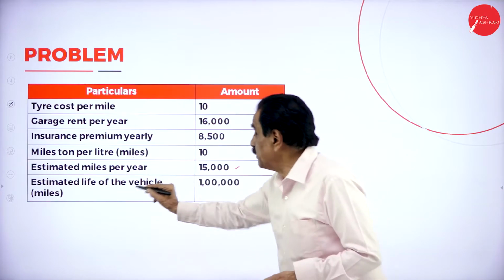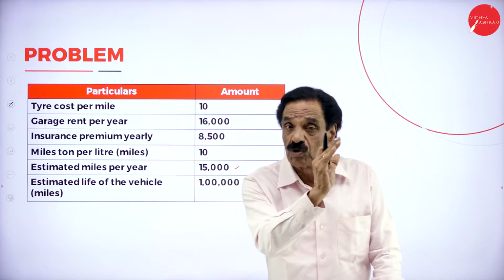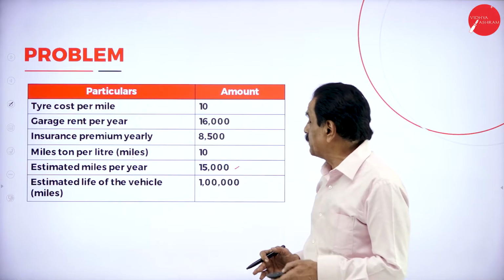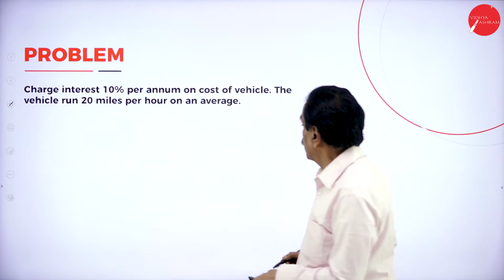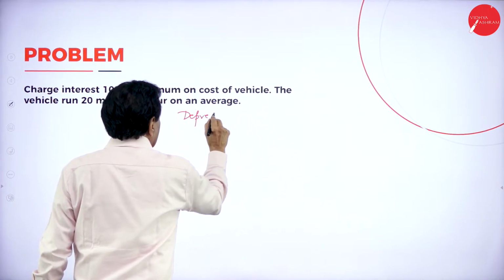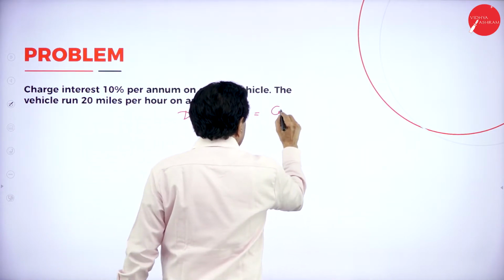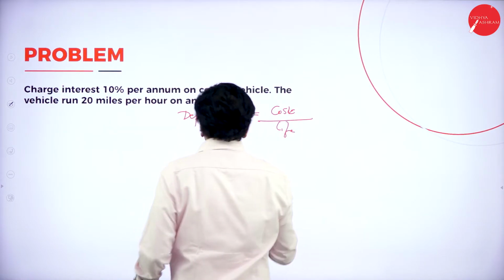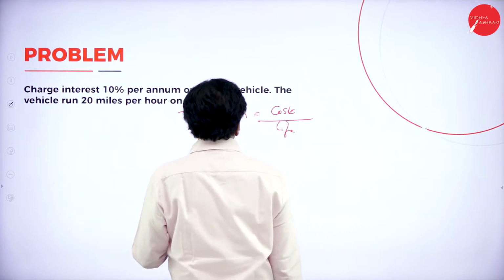Then estimated life of the vehicle, this is given for the sake of depreciation. Depreciation is equal to cost divided by life. What is the formula? Depreciation is equal to cost divided by life. What's your cost? 2,50,000. Depreciation is equal to cost divided by life. So what's your cost? 2,50,000.